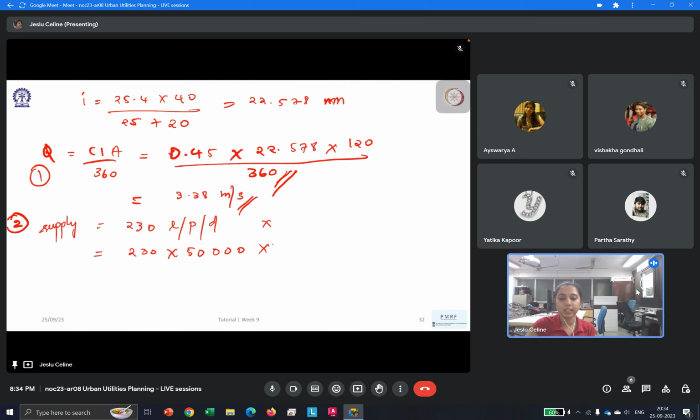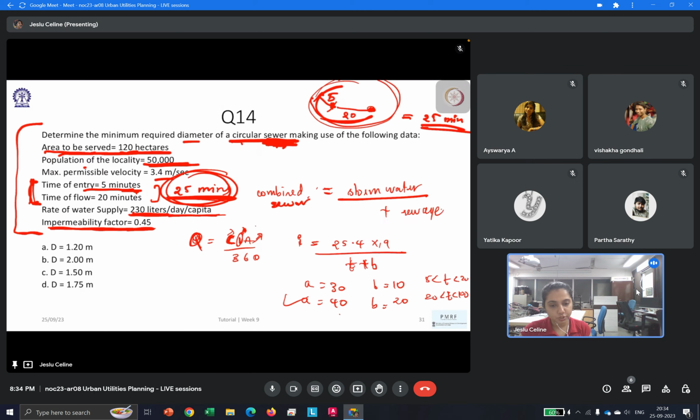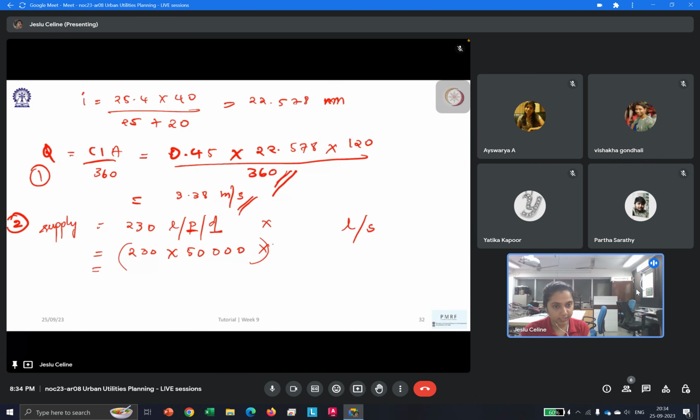Now we are interested to find this in liters per second, since this is per day again. So per second, how much water is being supplied? Why? Because here we are calculating the discharge, which is in meter cube per second. Eventually, this also we want to find in meter cube per second.